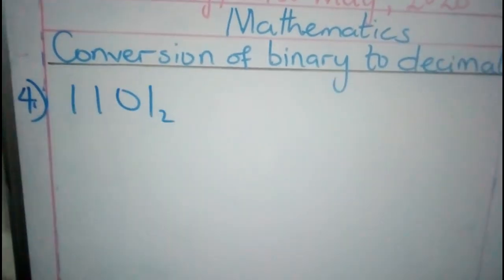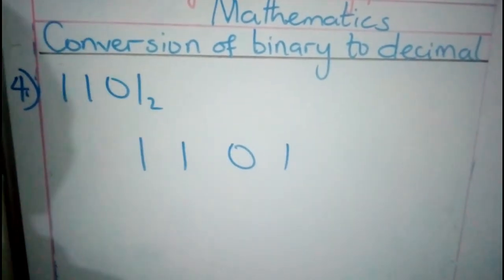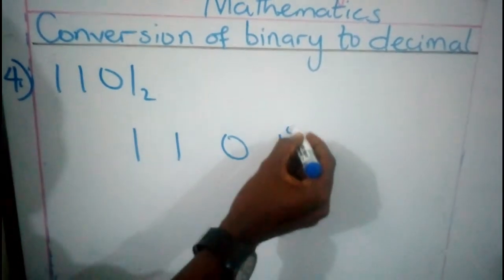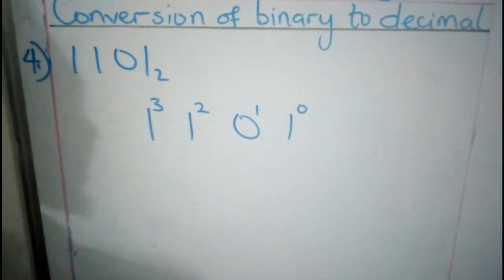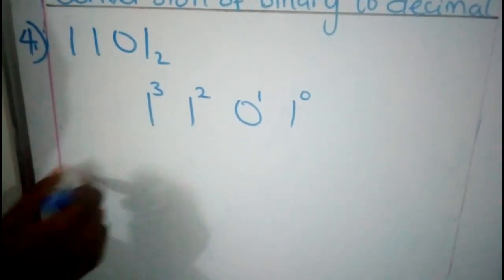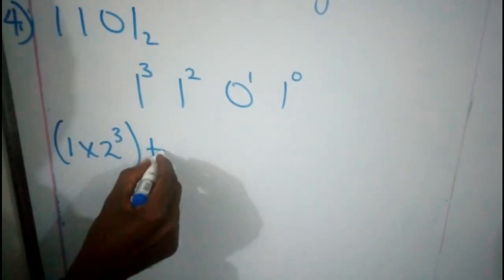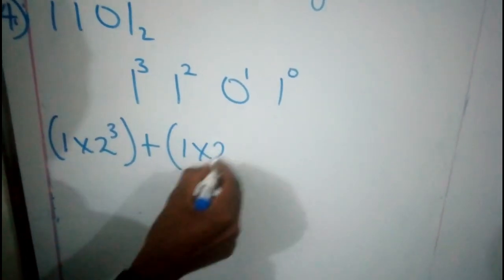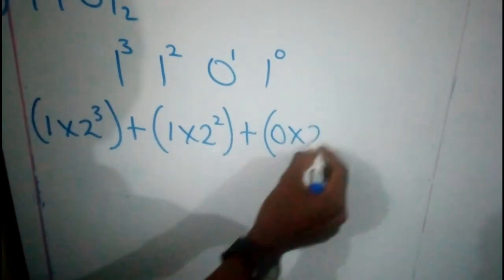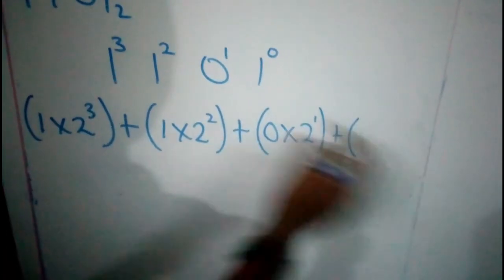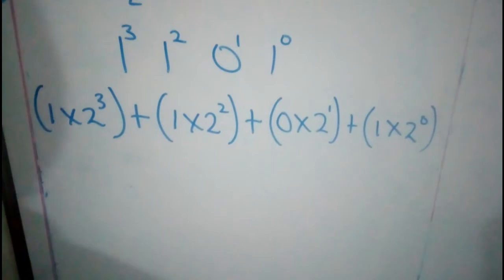Number 4. 1101 base 2. So let's separate our digits: 1101. You raise it to power starting from the right hand side: power 0, power 1, power 2, power 3. So let's multiply each digit by 2 and raise it to the power. The first digit here is 1 times 2 raised to power 3. Plus, second digit is 1, that's 1 times 2 raised to power 2. Plus, third digit is 0, that will be 0 times 2 raised to power 1. Plus, the last digit is 1, 1 times 2 raised to power 0. Okay?